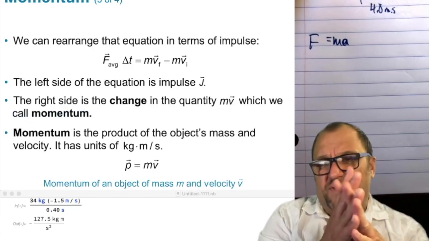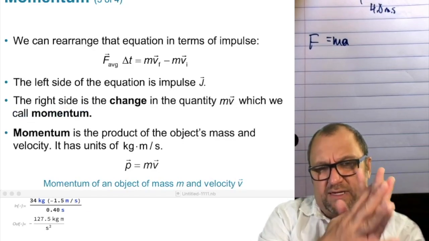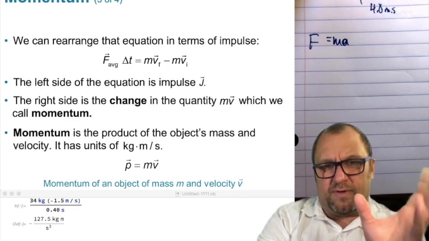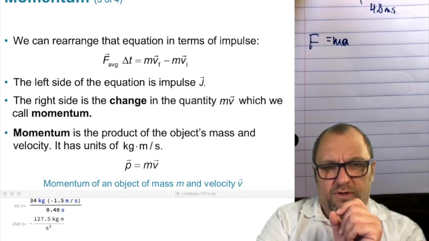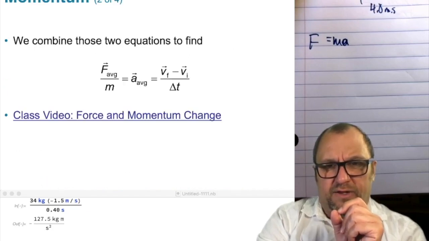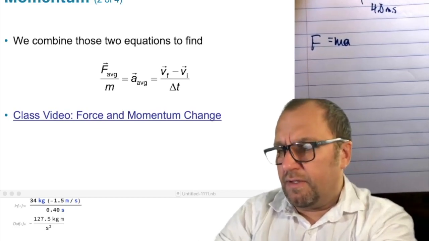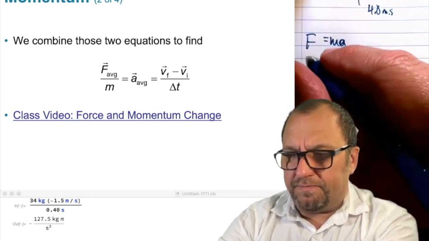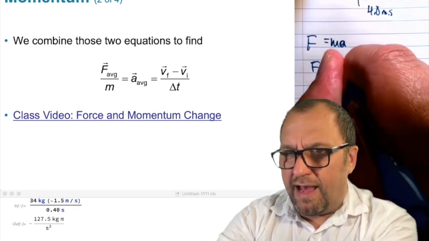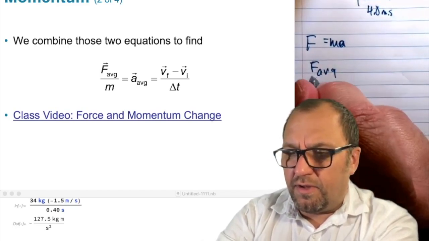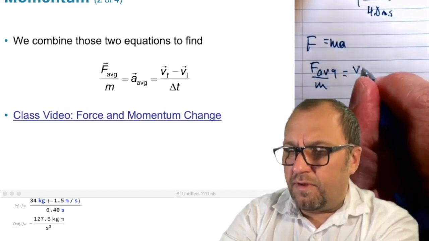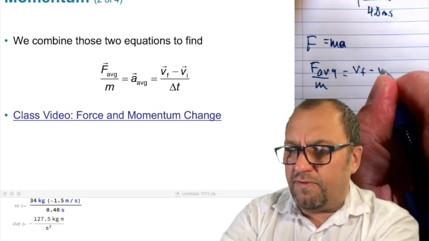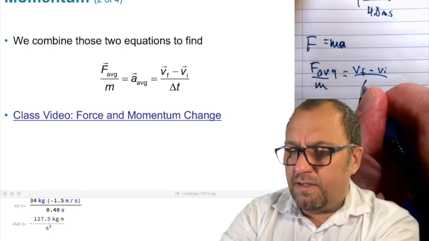Okay? So now we divide both sides by delta T. Or we multiply by delta T. Now we get F times delta T. We just took that over, because we had delta T here on the bottom, and we switched our sides here. So what did we do? We had F average divided by M equals VF minus VI divided by delta T.